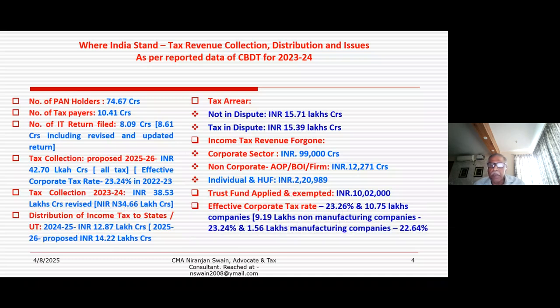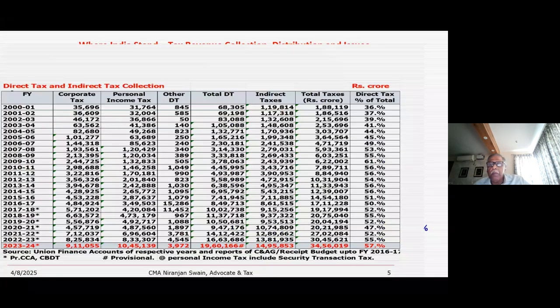And the effective corporate tax rate is 23.26% for the last year. 10.75 lakh companies are actually those who are paying the taxes. 9.19 lakh are non-manufacturing, so the service sector contribution is actually more, and only 1.56 lakh are manufacturing companies. So the manufacturing tax rate is less, and non-manufacturing is more.